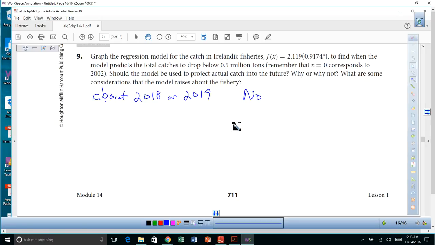Well, what the model does show is that there is some decline. The model shows that there's some decline, but why the decline is not known. It does not show why it's declining. It just shows that it's declining. So you need to find out why it's declining. Are there more boats out there, more countries fishing that particular area than there used to be?